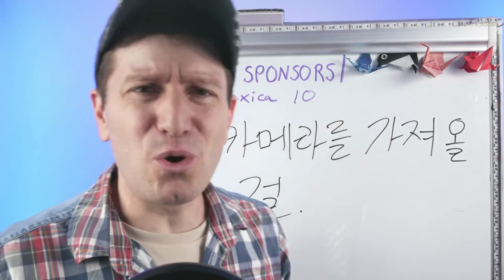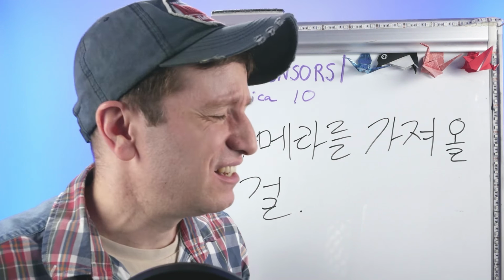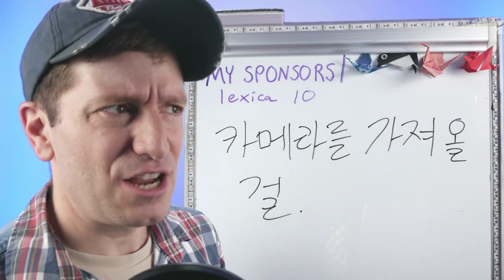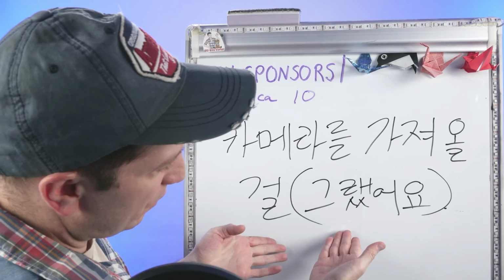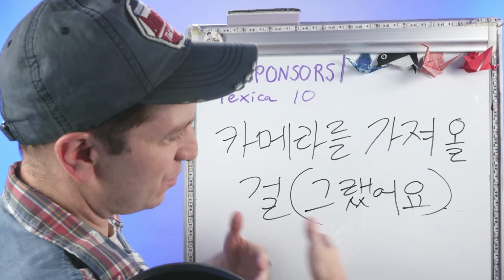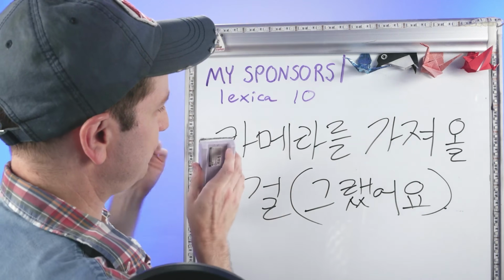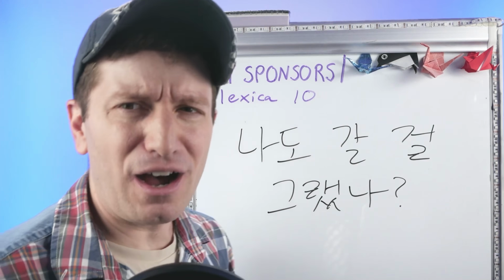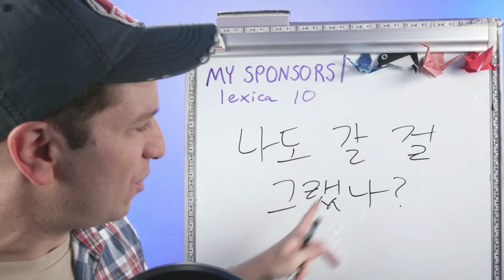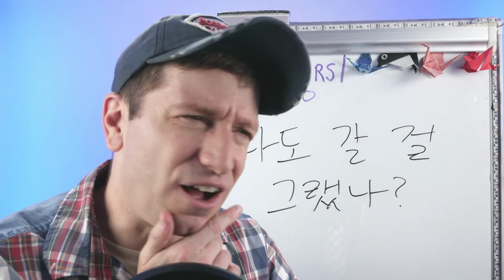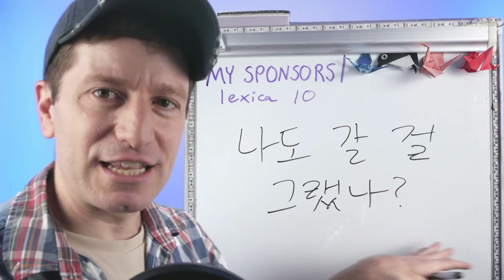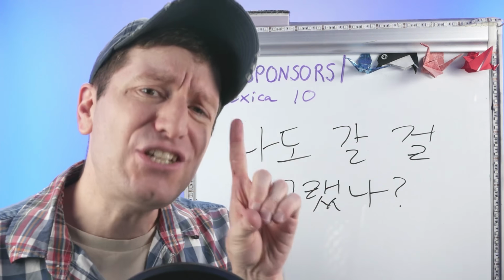카메라를 가져올 걸. I should have brought my camera. You could have also added 그랬어 or 그랬어요. Same thing. It's optional. 나도 갈 걸. I should have gone too. 나도 갈 걸 그랬나? Should I have gone too?